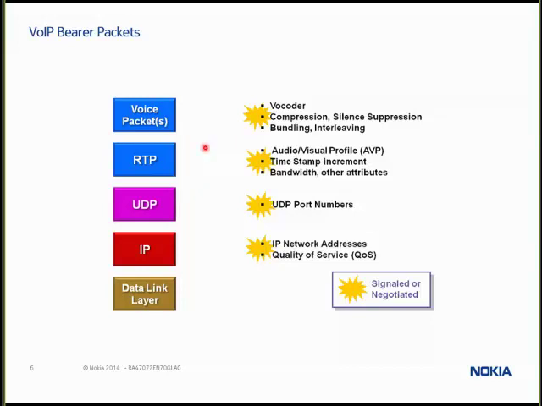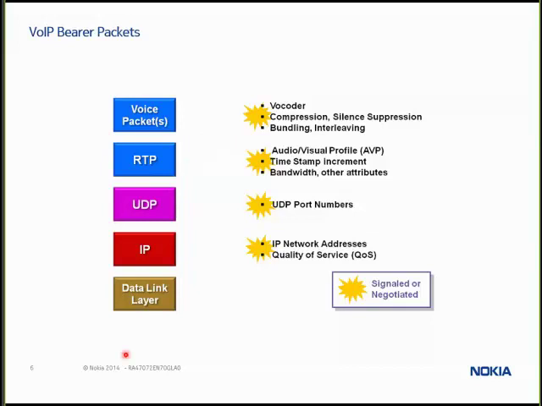We have the voice packet, and the voice packet is tied to the coder decoder, which will affect the compression of our audio. If we're using features like silence suppression, bundling, and interleaving, all of that's going to be inside this voice packet, but it will be defined by the RTP packet.